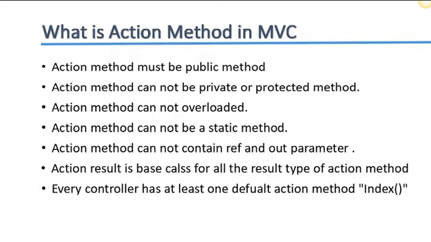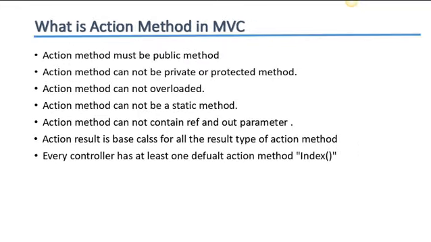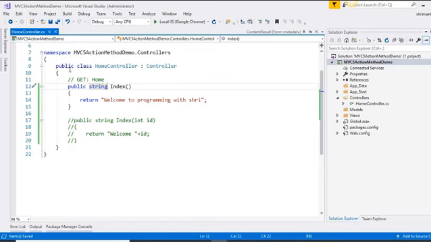Every controller has at least one default action method, that is Index. If you create any controller like home controller, employee controller, meeting controller, student controller, then by default the Index method is created automatically, and every method inside the controller is by default a get method. So you can see here, by default it is a get method. The get keyword is also provided by default. So the get method is inside the home controller, and this is an Index method.